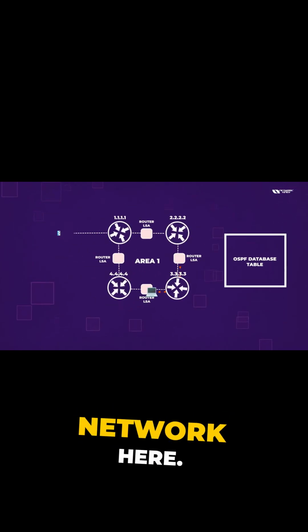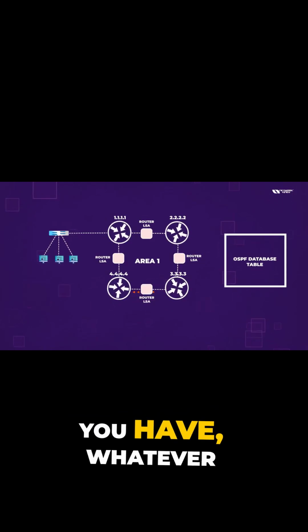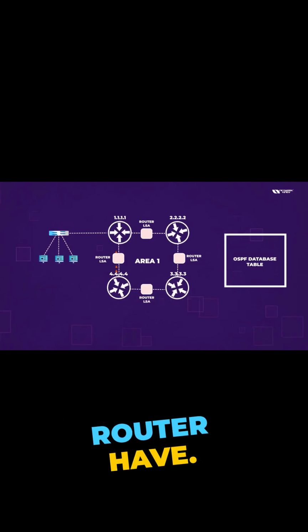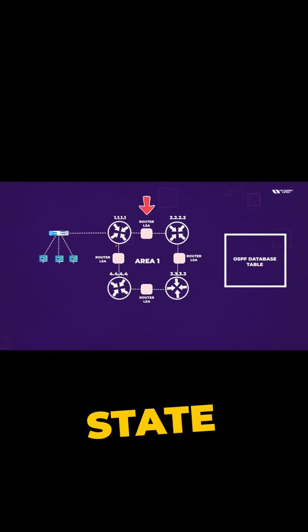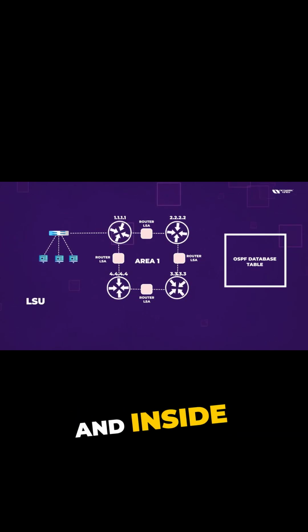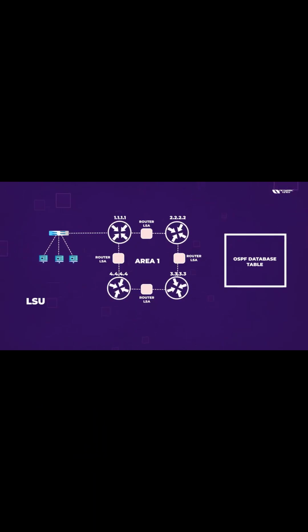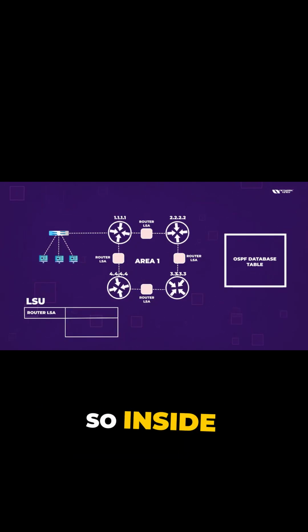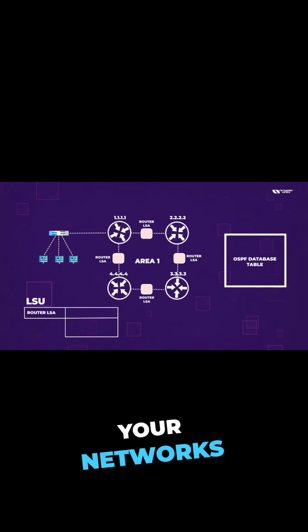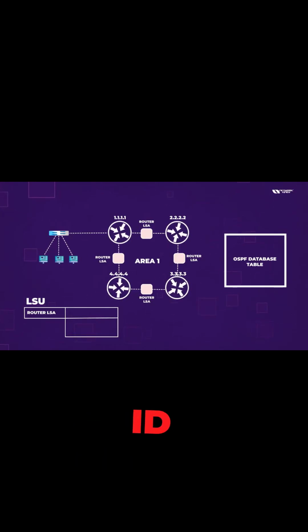Suppose we have a LAN network here. So whatever LAN networks you have, whatever networks the router has, they are going to share in a link state update packet. And inside the LSU, you have a lot of information, like which LSA you are sending right now, router LSA. So inside the router LSA, you are sharing your networks, okay? That my ID is 1.1.